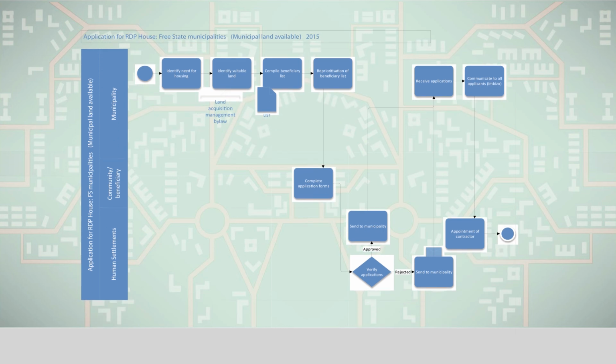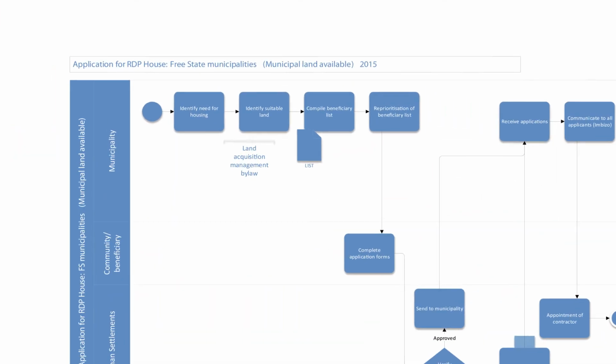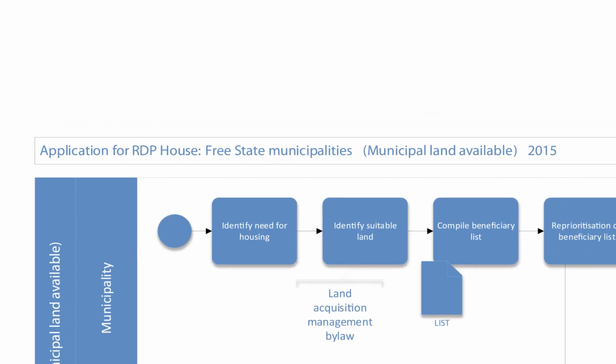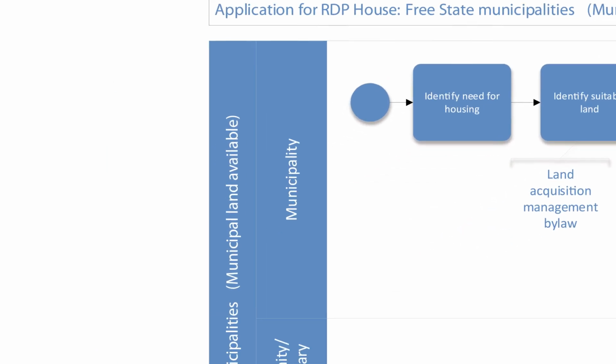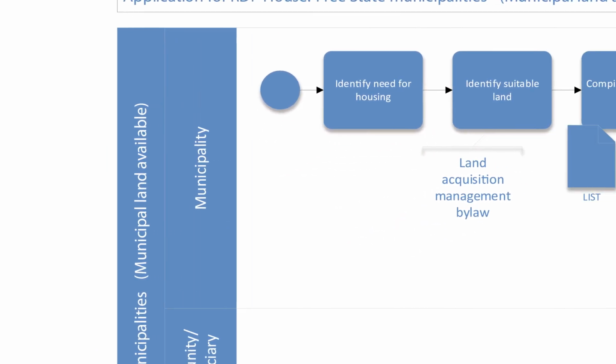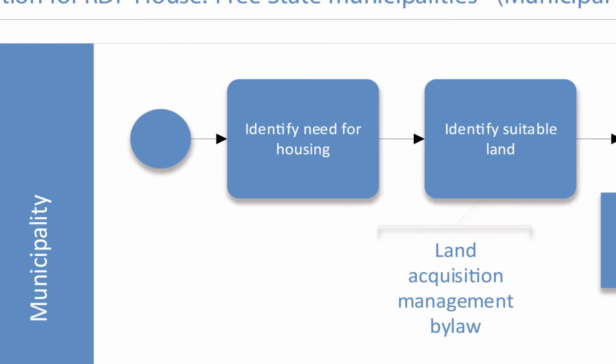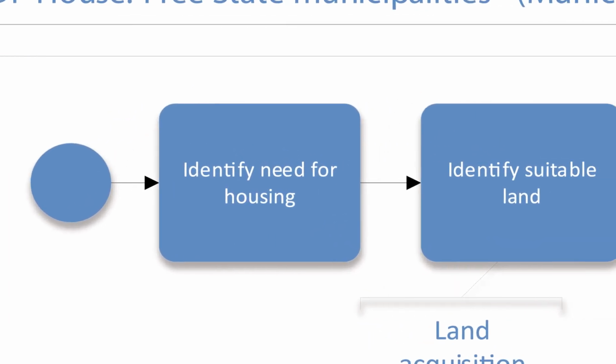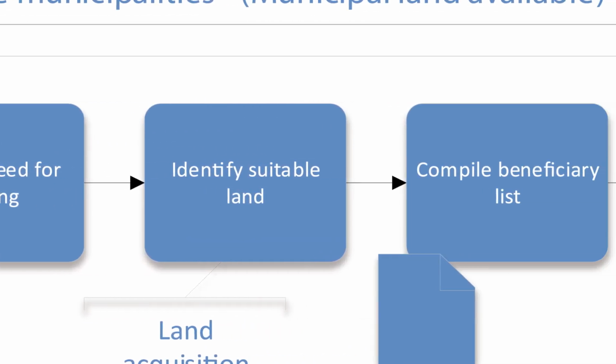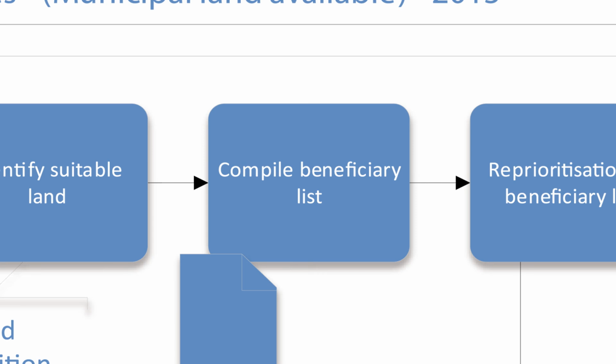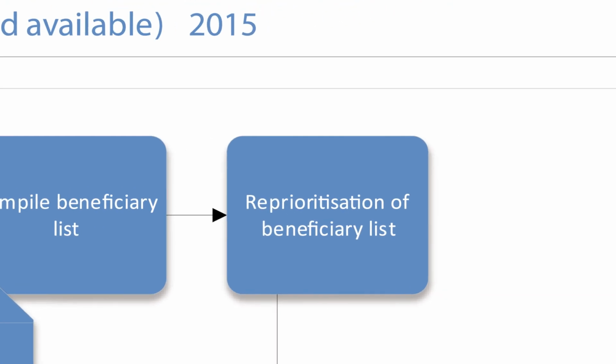Let's look at an example of a mapped process, using the application for RDP housing for Free State municipalities. The process starts in the first swim lane with the municipality, where they firstly identify the need for housing, then identify suitable land and compile a beneficiary list, and then reprioritize the beneficiary list.